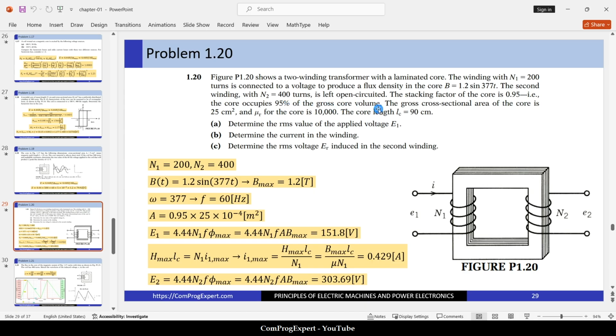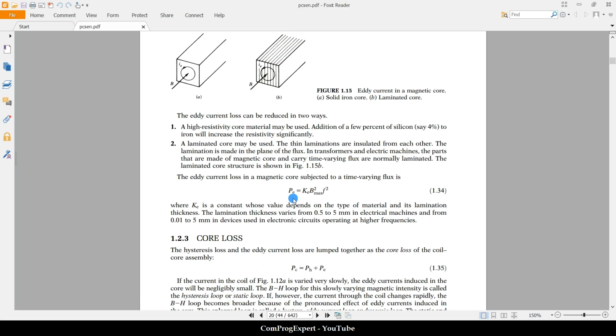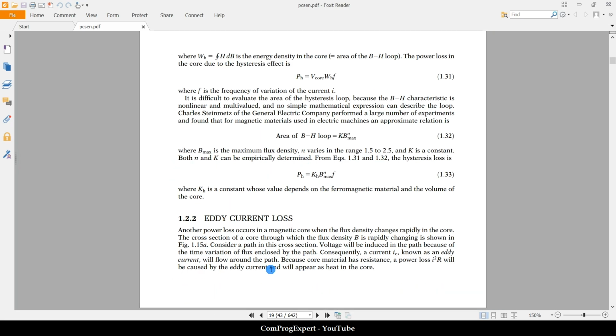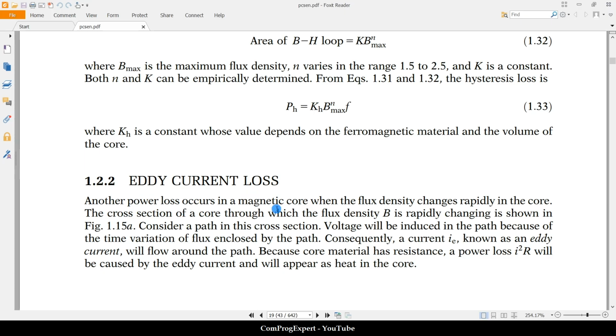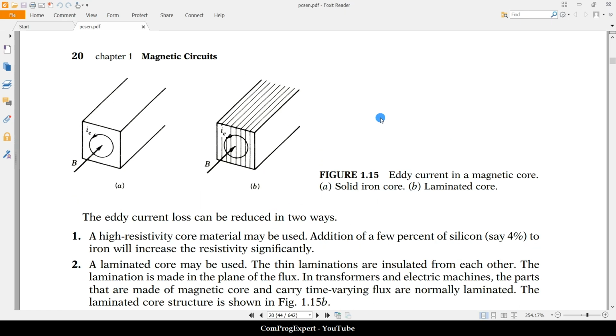Okay. So what is the stacking factor and why do we use laminated cores for transformers? Here we stack up these electric steels. The explanation is available in chapter 1. Here we have eddy current losses, and here we have this image.